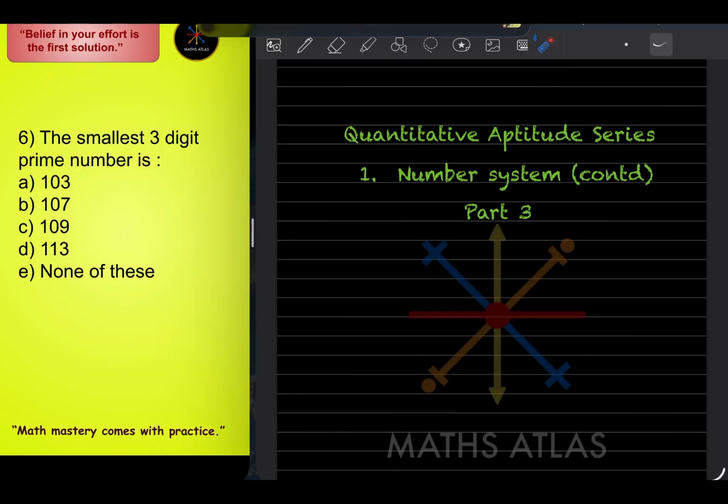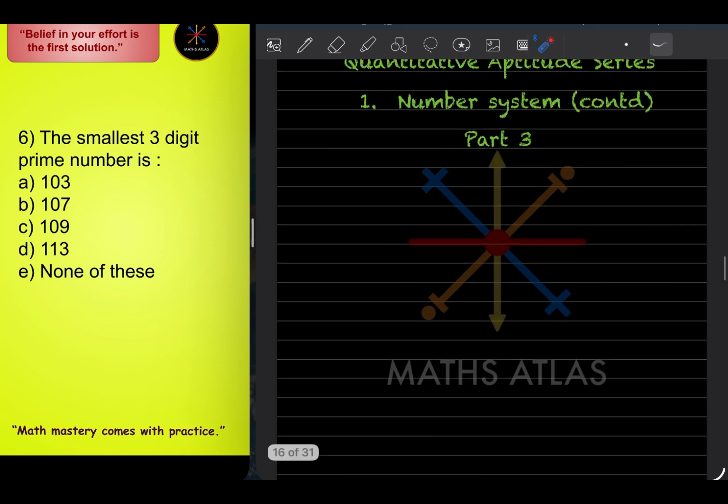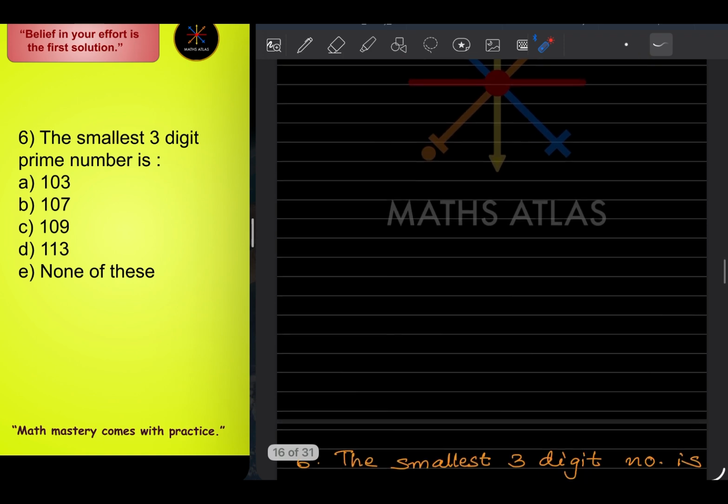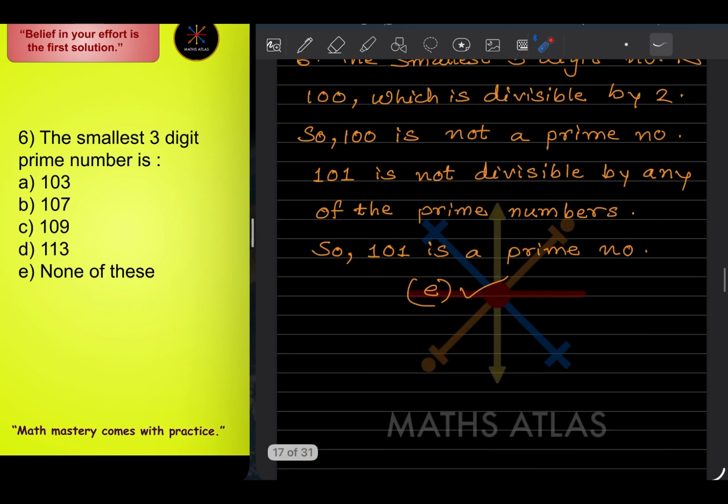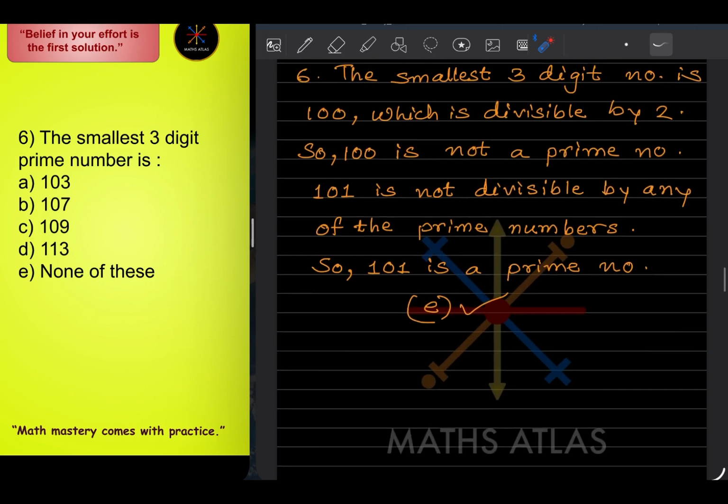So today let's see part 3 of the quantitative aptitude series, number system. It's given: the smallest 3-digit prime number is, and the options are given. First thing you should know is what a prime number is. A prime number is one which is not divisible by any number. Here we can see the options: 103, 107, 109 and 113, and none of these.